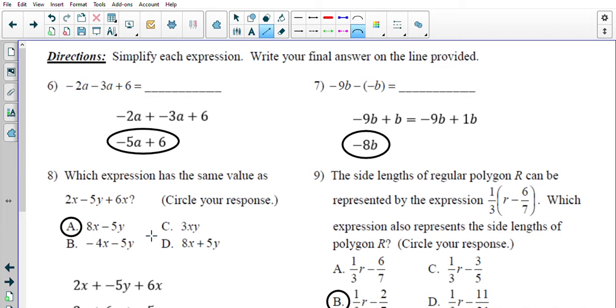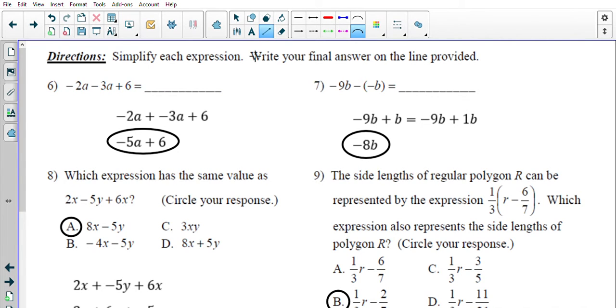It's really important when you go to simplify expressions that you add the opposite. If you're going to be moving terms around, if you're going to be combining terms together, please add the opposite as your first step. So number 6, I rewrote negative 2a minus 3a as negative 2a plus negative 3a. And then, of course, we have our plus 6 at the end, which we don't change.